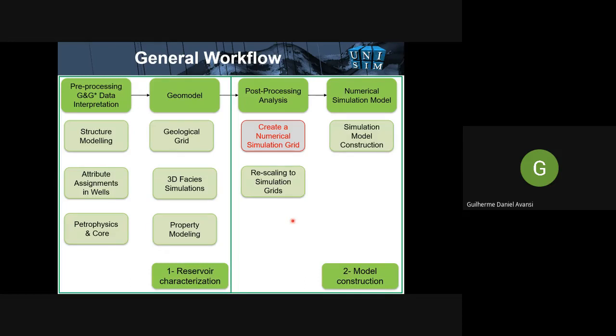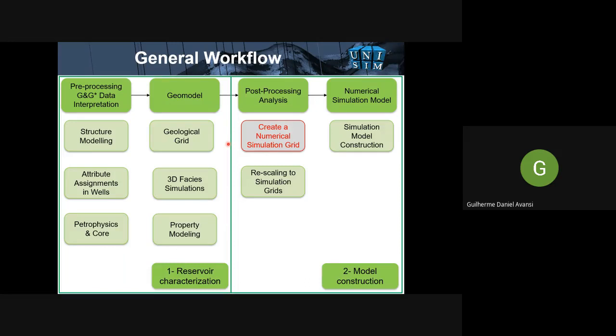Until now, it's okay. Is everybody following what we are discussing? Do you have any questions? If you have, you can stop me. I can return and explain, because we are now moving to build our simulation grid.